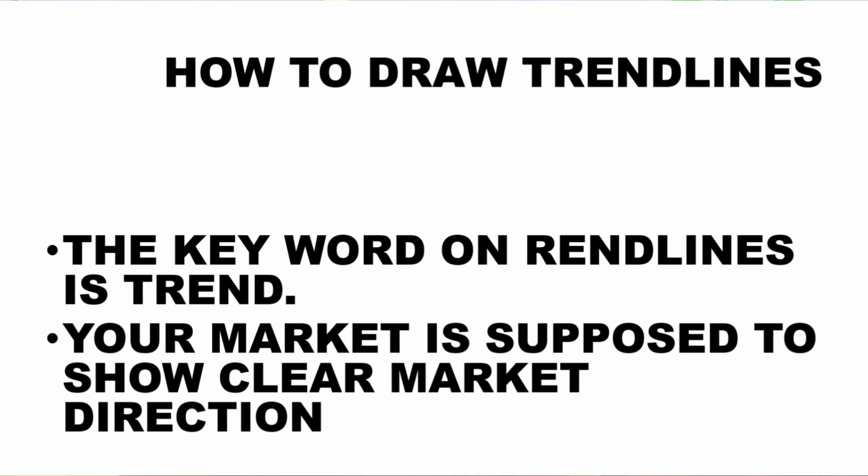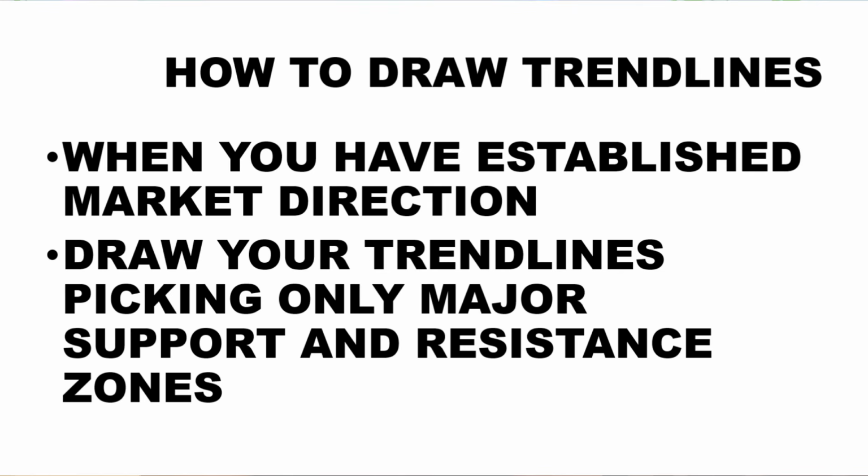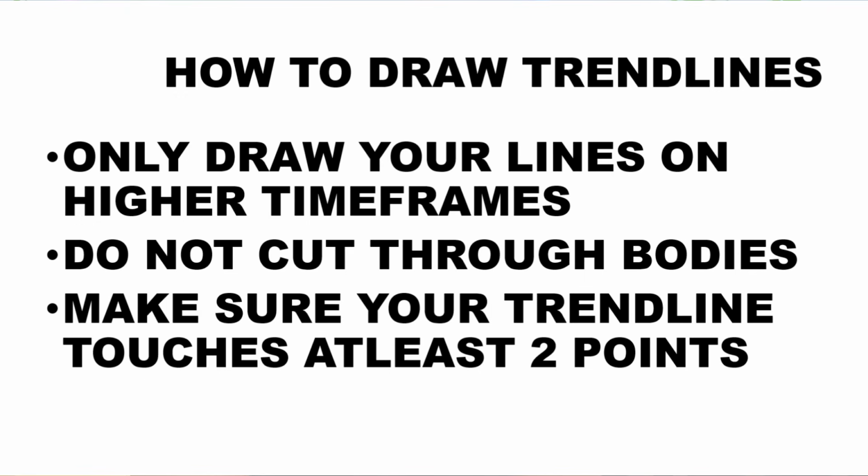Okay, so just to put it in perspective, these are the things that you need to do when you want to draw trend lines. The keyword is the trend. That's obvious. Your market is supposed to show clear market direction, like I told you. And then when you have an established market direction, draw your trend lines picking only the major support and resistance zones, like I showed you.